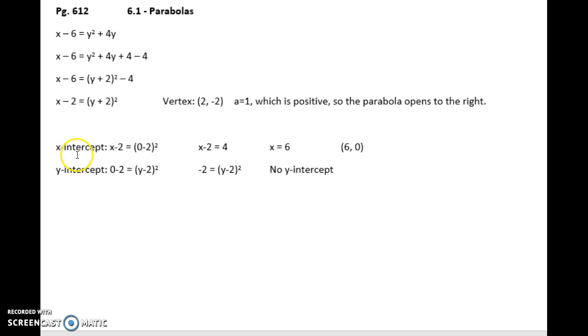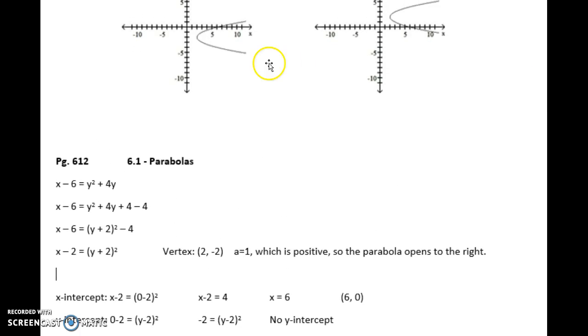Now for the intercepts, x-intercept, plug a 0 in for y, and when you solve that out, you get x equals 6. So 6, 0 is our x-intercept. We saw that on our graph here.